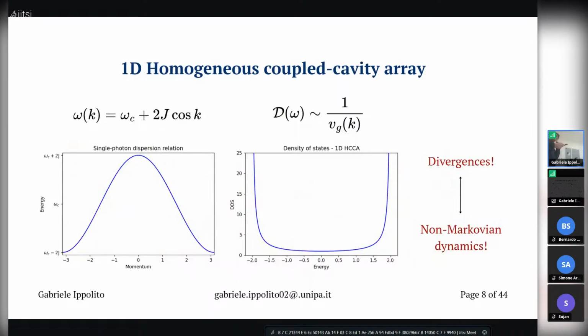Here you see the single photon dispersion relation plotted as a function of the momentum k of the emitted photon. And here we have the corresponding density of states as a function of the energy. What I would like to stress is that the density of states manifests divergences at the edges of the band.